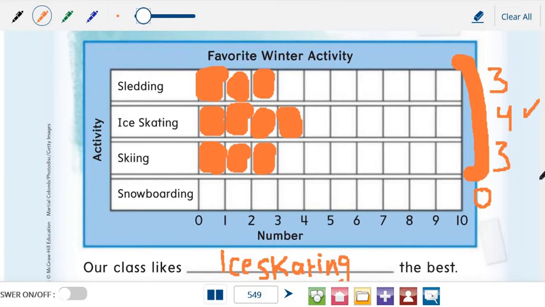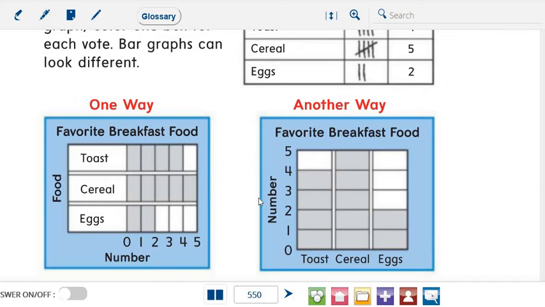So please try it by yourself and ask your family their favorite winter activity, and then show their votes in this bar graph. Now look at these 2 bar graphs. They are showing the same data.